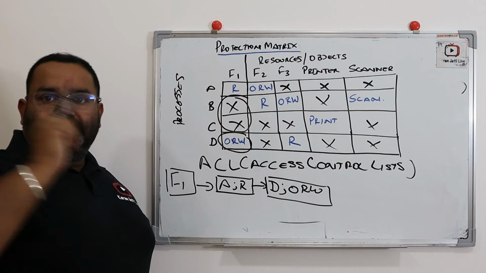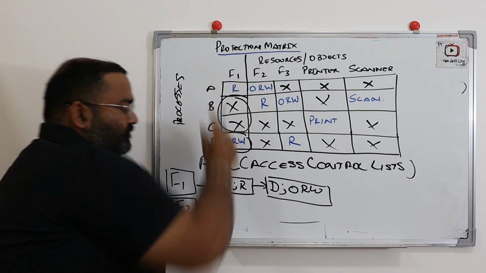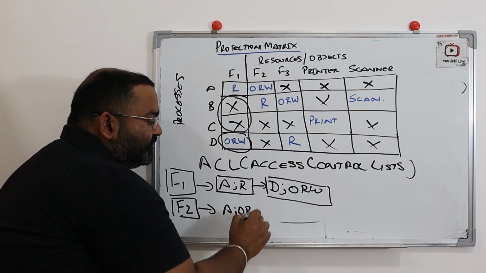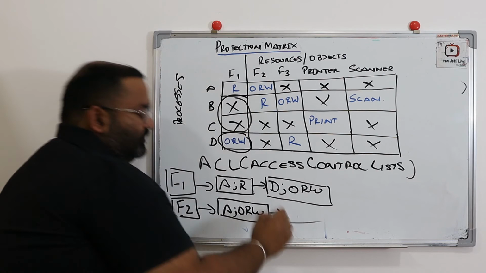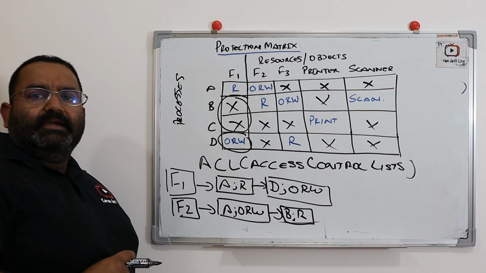Now let us go to F2. What is F2? F2 on process A, what can it do? It owns it, it can read it, it can write it. Then after this, process B. What can it do on B? It can do a read operation on B. And that's it.